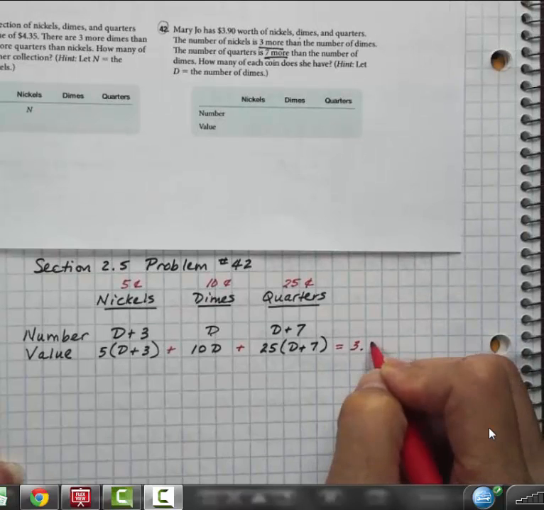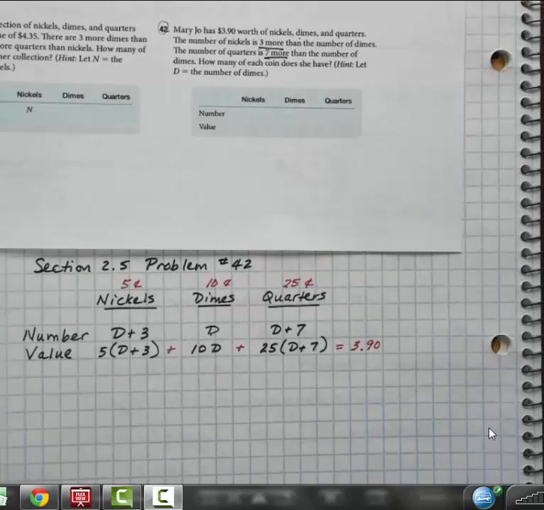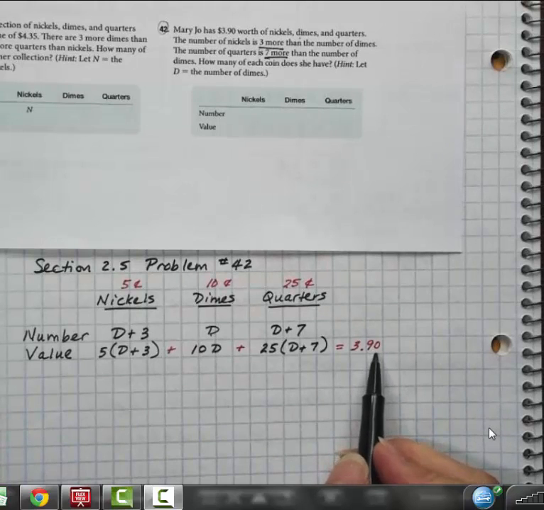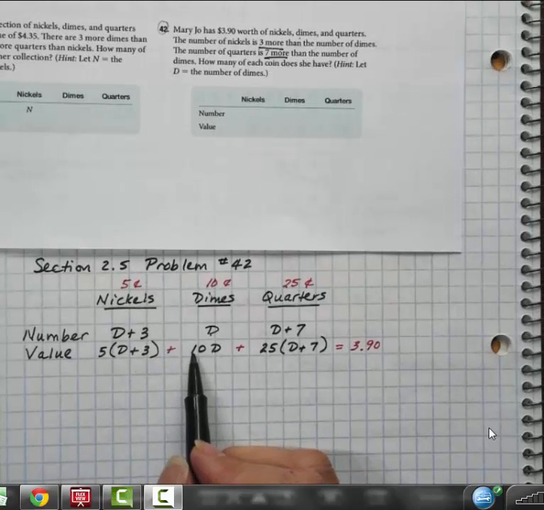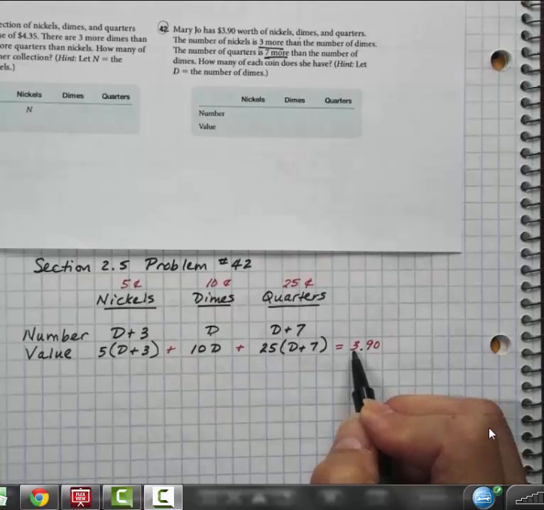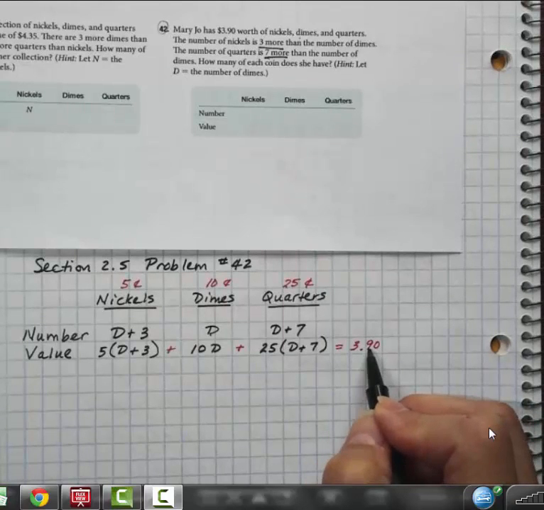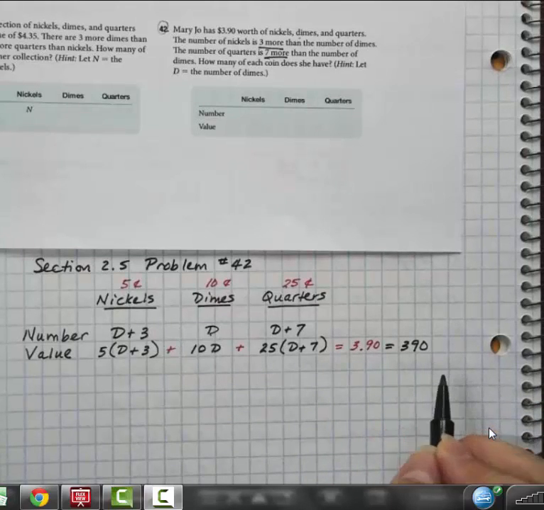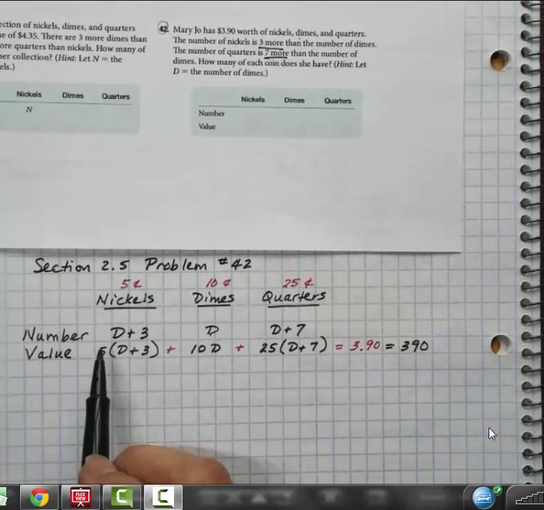Now we run into a problem. The $3.90 is in dollars, and my coins are in cents. So we need to change $3.90 all to cents. So how many pennies are in $3.90? 390 pennies. So there's your equation right there.